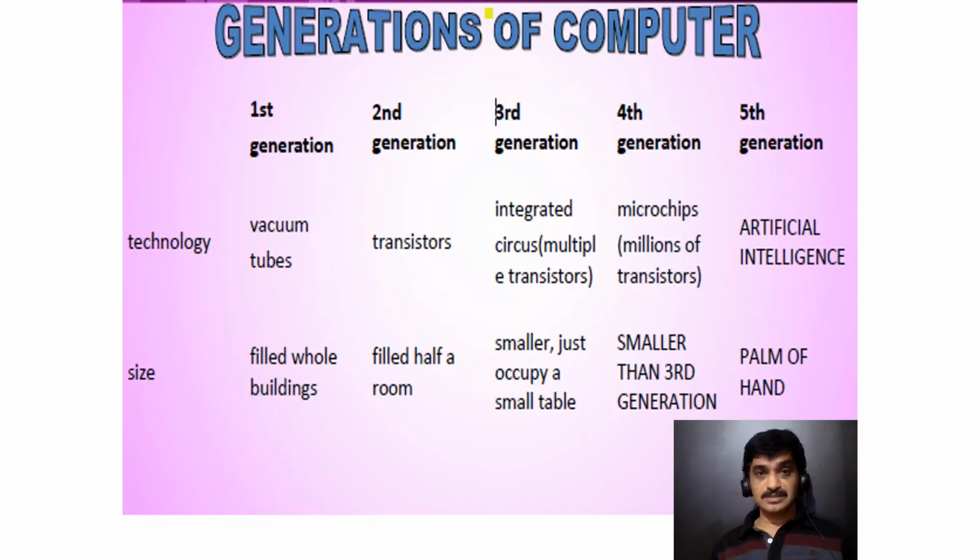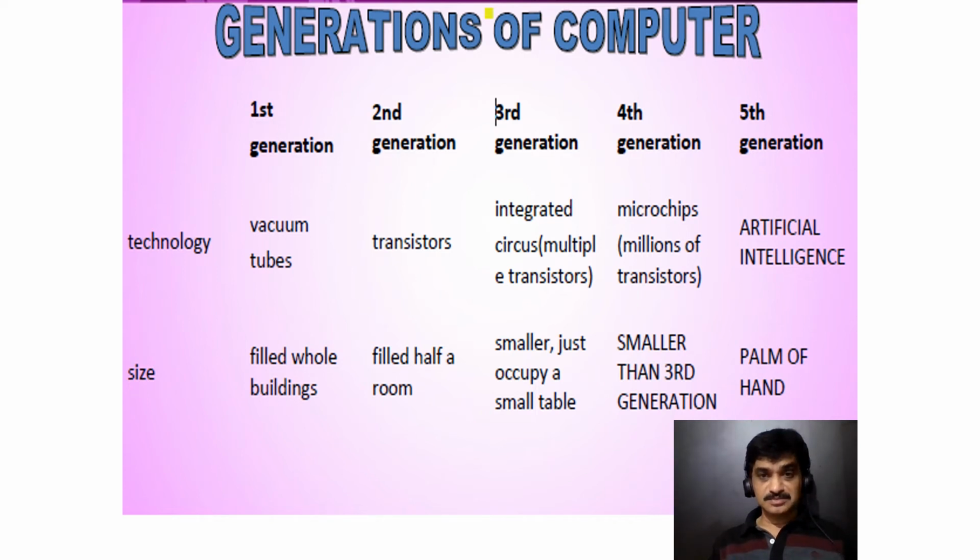So what happened in first, second, third, fourth, and fifth generation? First generation computers used technology such as vacuum tubes, and their size almost covered an entire building. In the second generation, they used transistors. It successfully replaced the vacuum tubes. Because of this, the size of the computer was reduced to half of a room, almost 1 by 10th of the first generation computer.